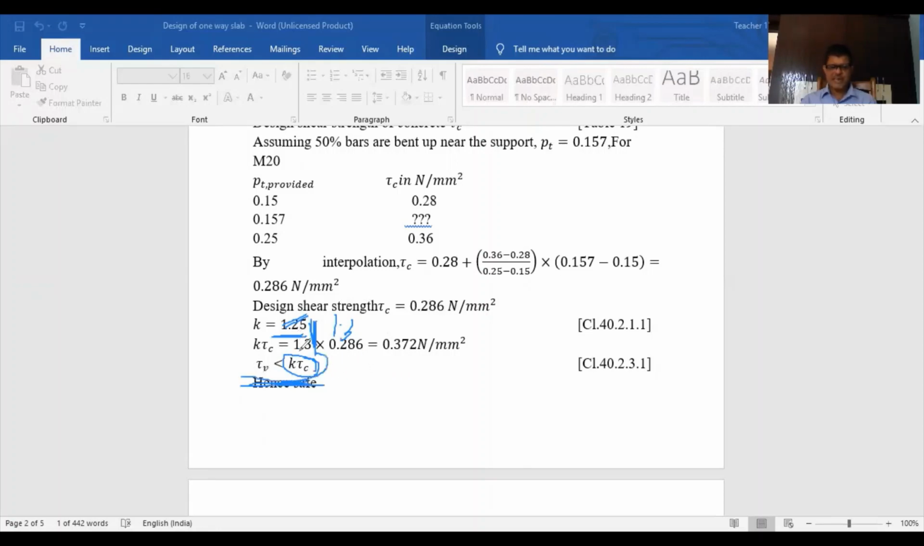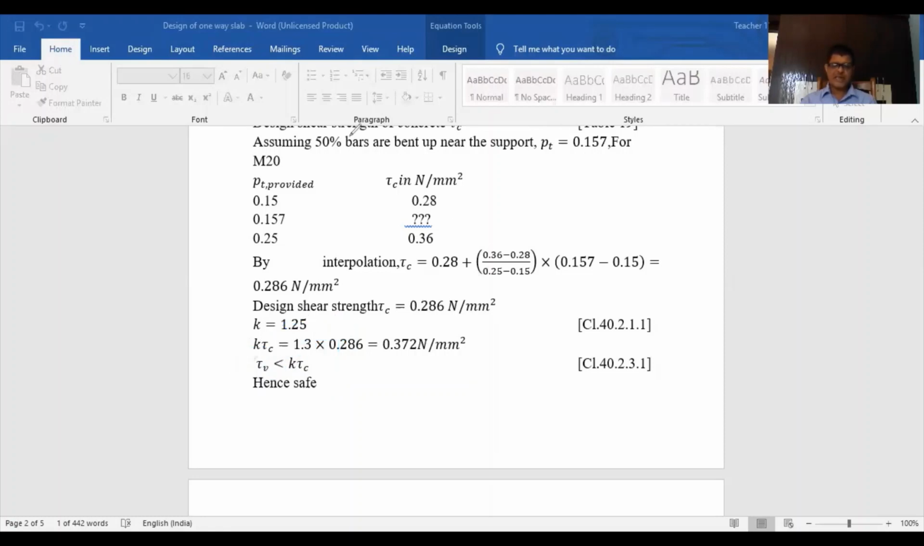If tau V is less than K tau C, no shear design is required, because already we have also discussed sometimes that in slabs, since the depth is very small, you cannot provide shear reinforcements. It is very difficult to bind shear reinforcement within the very small depth. So always in slabs, there is no shear design, always tau V less than K tau C. There is also no minimum shear reinforcement provided in case of RC slabs. So you should check that your nominal average shear stress shall be less than K tau C, the permissible shear strength of concrete.